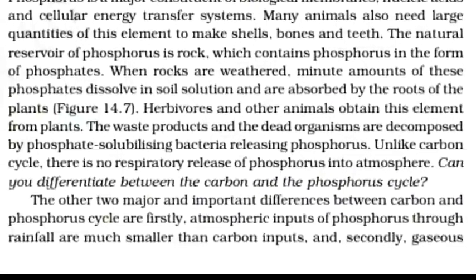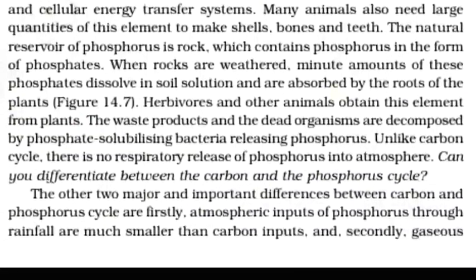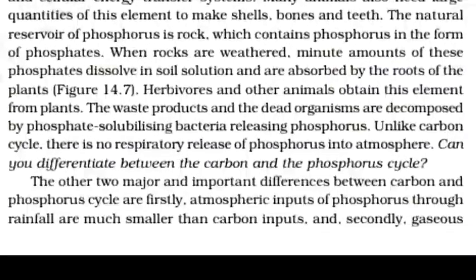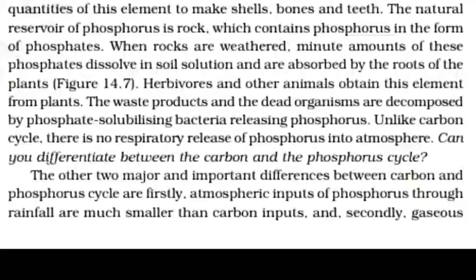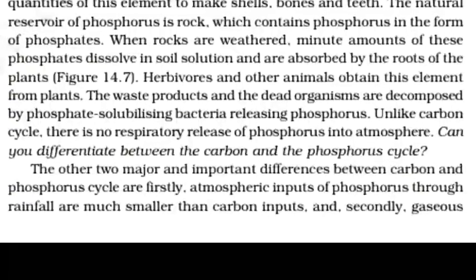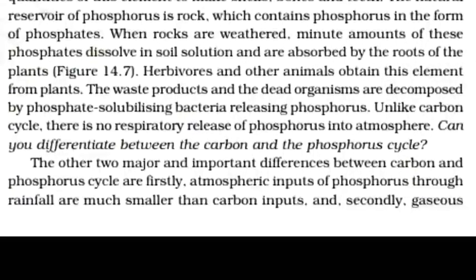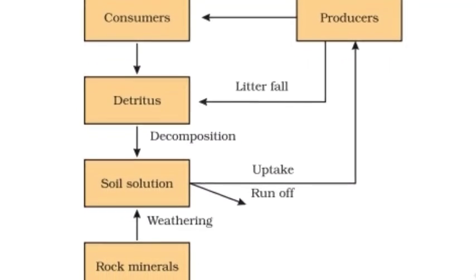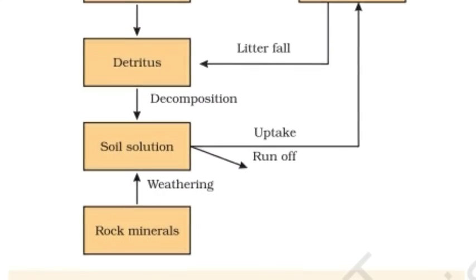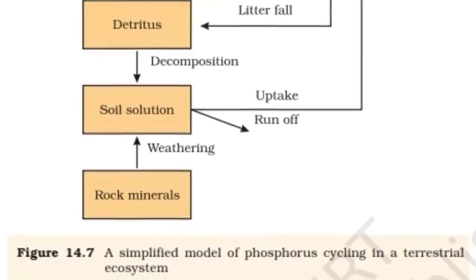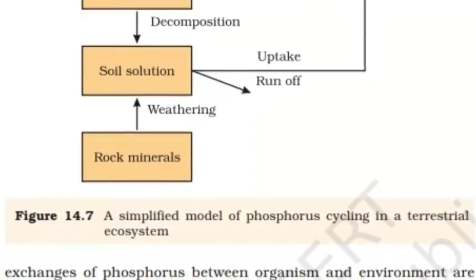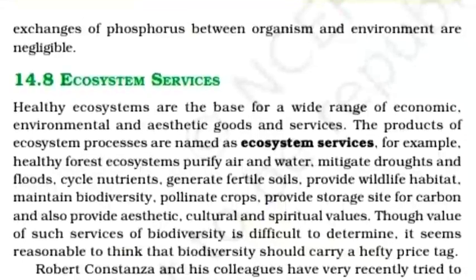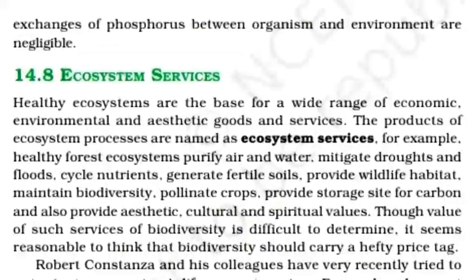The other two major and important differences between the carbon and phosphorus cycles are: firstly, atmospheric inputs of phosphorus through rainfall are much smaller than carbon inputs, and secondly, gaseous exchange of phosphorus between organism and environment is negligible.